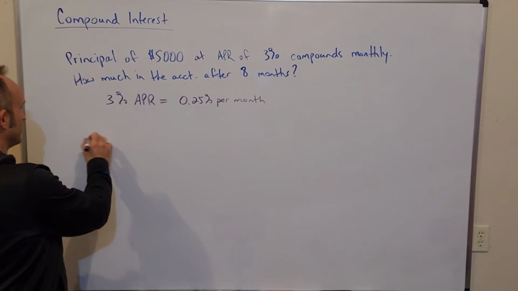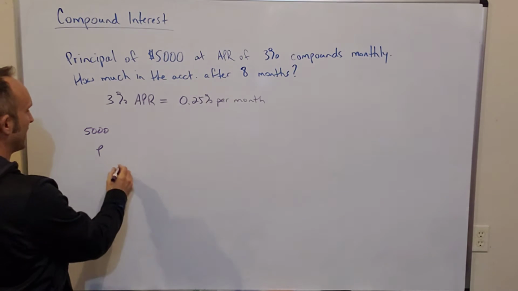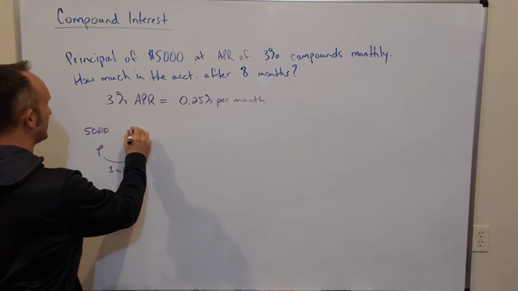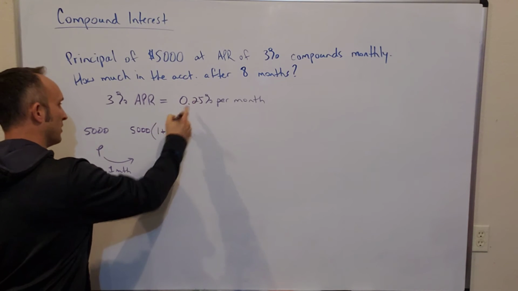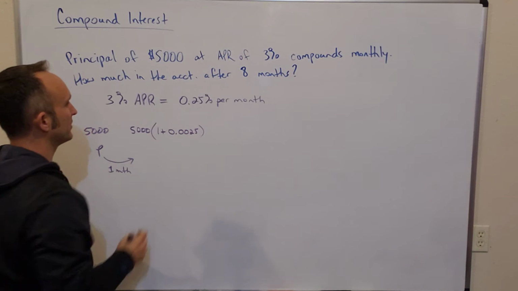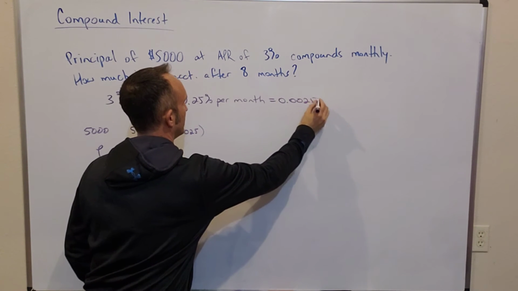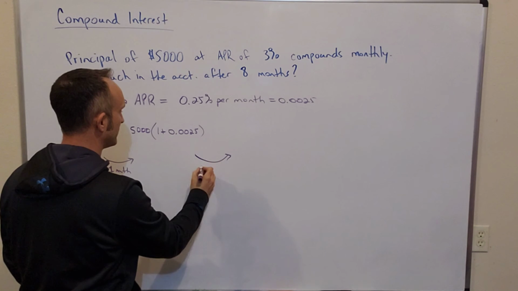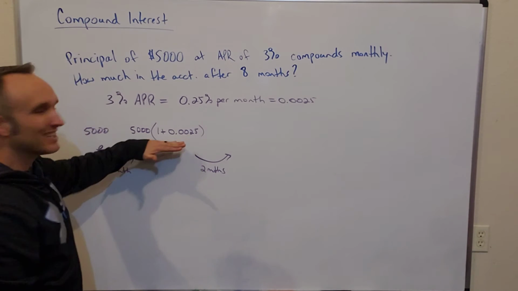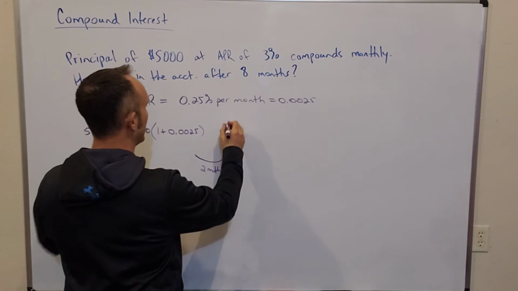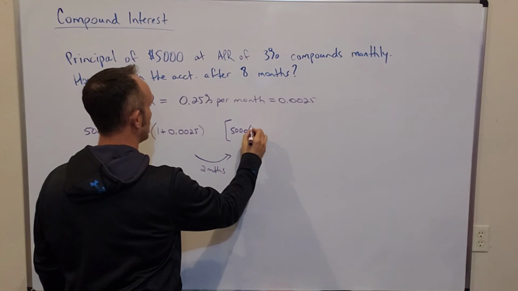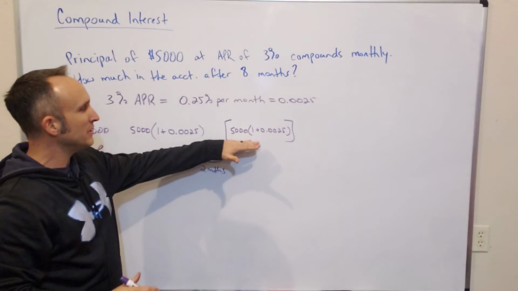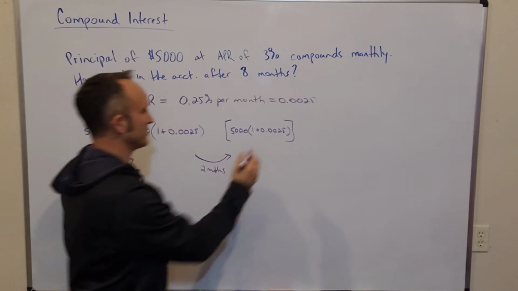Okay? So here's the idea. You're going to start with your principal, which is $5,000. And then after a 1 month period, after 1 month, you're going to take the 5,000 and you're going to multiply it by 1 plus your monthly interest rate, which is 0.0025. Now, we're not actually going to calculate that. This is what you have after 1 month. After 2 months, this now is your new principal. So now you're going to take this entire thing, 5,000 times 1 plus 0.0025. You're not actually going to calculate that. Don't calculate it. That's your new principal, and you need to multiply it by 1 plus your interest.